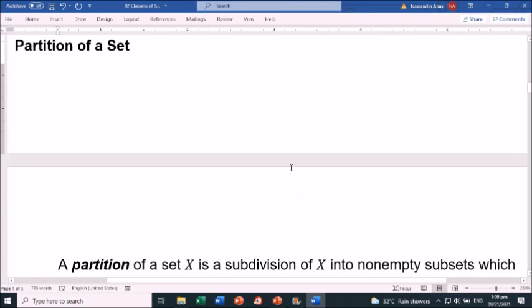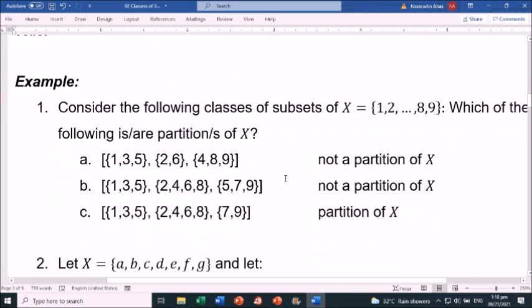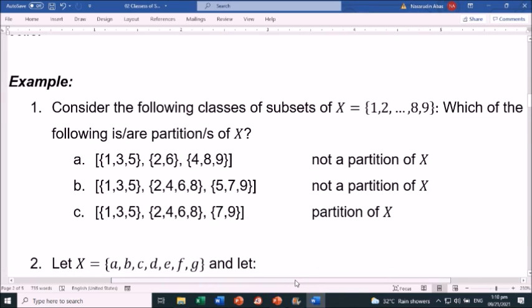Okay, now let's go to the partition of a set. What is this? A partition of a set X is a subdivision of X into non-empty subsets which are disjoint and whose union is X. That is, it is a class of non-empty subsets of X such that each element of X belongs to a unique subset. The subsets in a partition are called cells. Let's have here examples to clarify the definition.